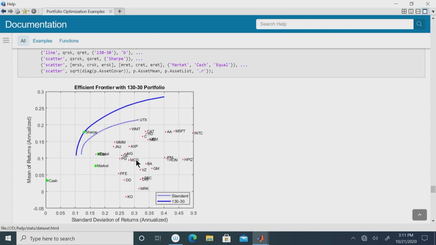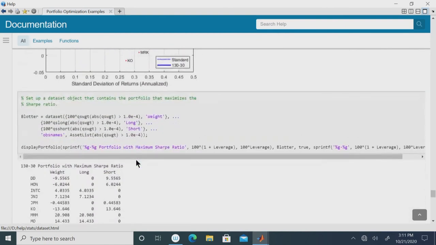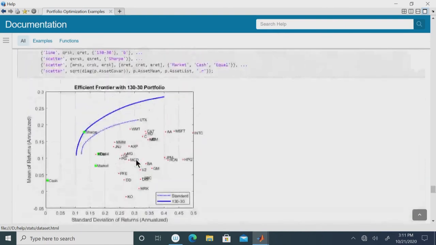And even though the name suggests that it is 130-30, it is not a very rigid structure where you have to involve exactly 130% and 30%. All that you need is that the net of these two should end up being equal to 100%. So, it could start from a 120-20 structure, that means 120% long and 20% short, and go all the way to 150-50 structures of 150% long and 50% short.